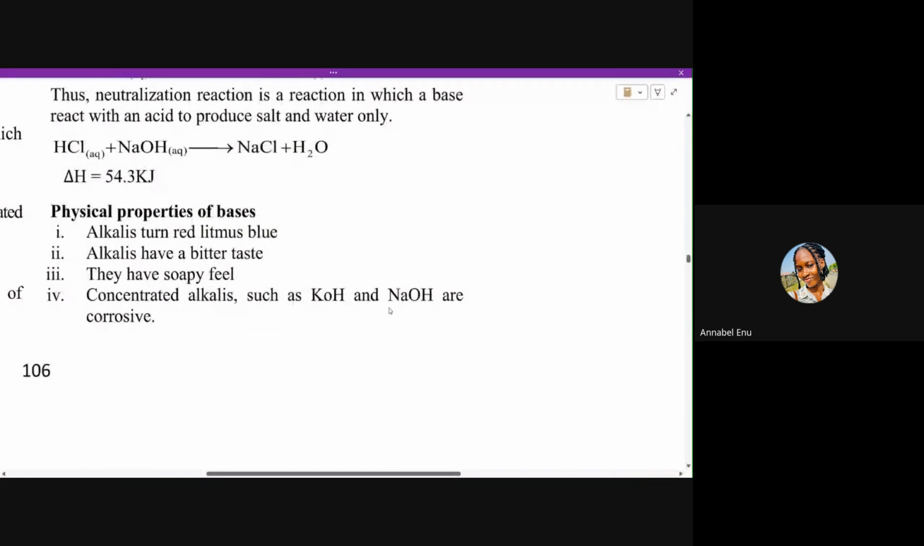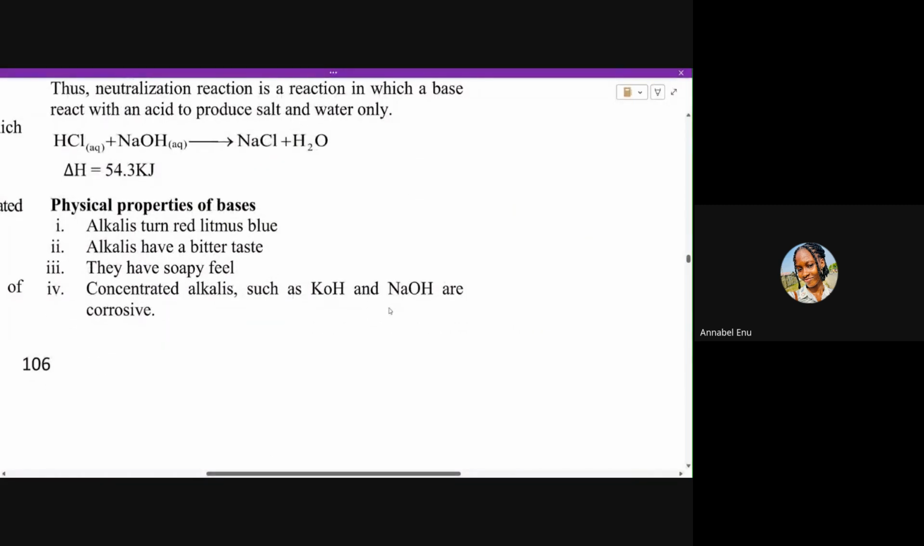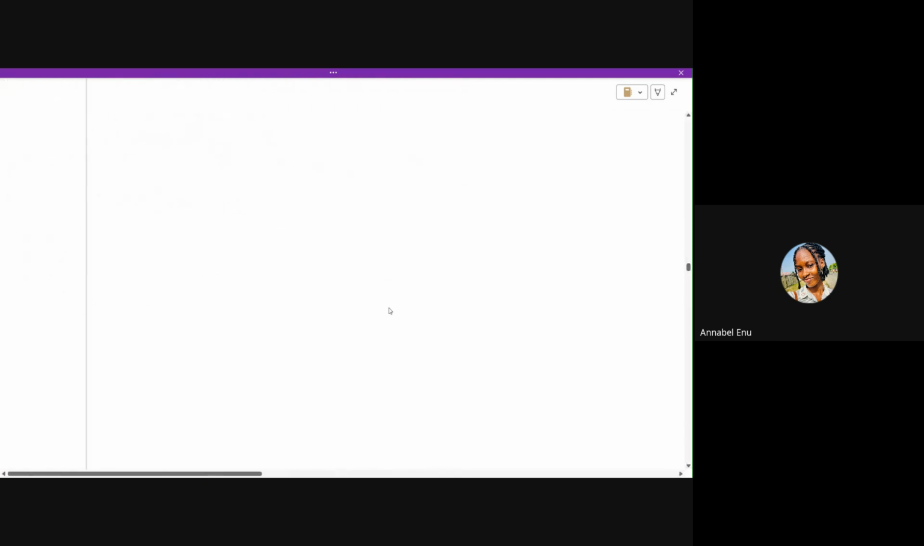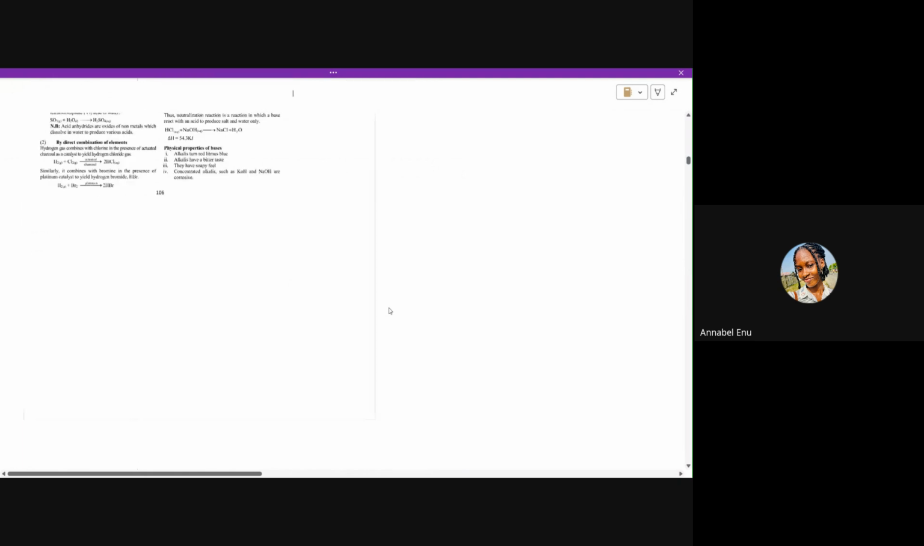Now, properties of bases. The same thing in terms of corrosion. So it's corrosive as well as acid, but it has a soapy feel, a bitter taste, and it turns red litmus to blue, the opposite of what acids do.